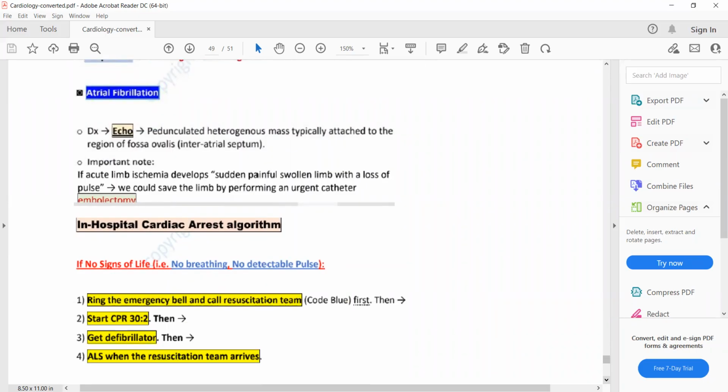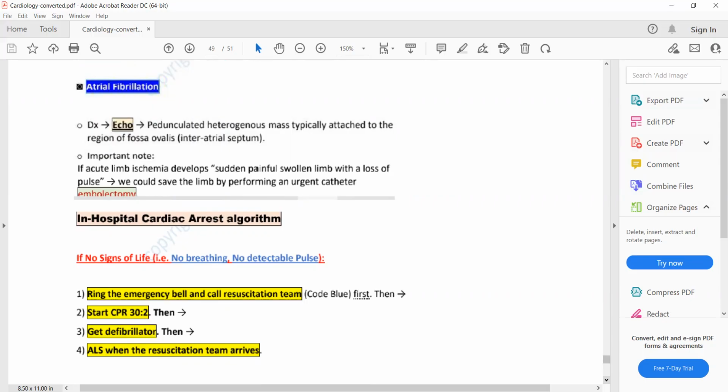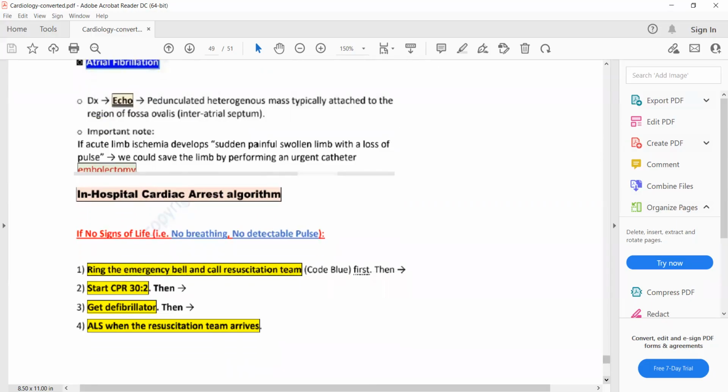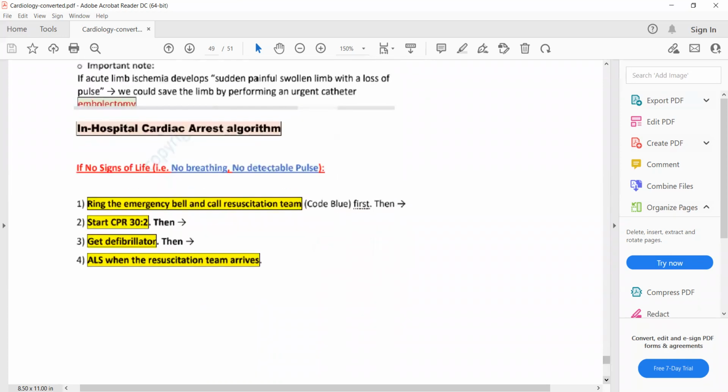The diagnosis of atrial myxoma is made on echocardiography. On echocardiography, there will be a pedunculated heterogeneous mass that is typically attached to the interatrial septum. And the treatment for atrial myxoma is surgery.